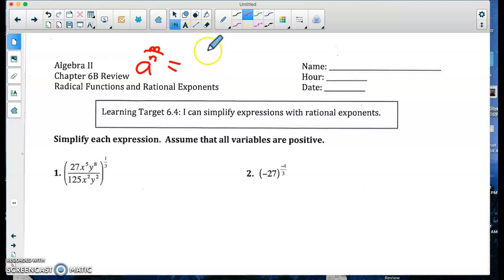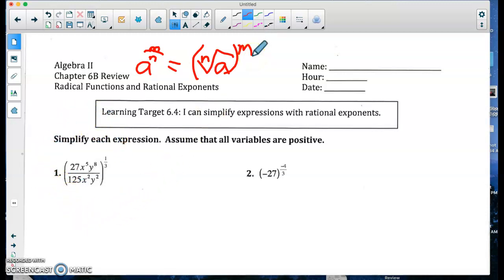And we will want to write them in radical form or vice versa to help us solve. I will need to get better at this. Sorry, everybody. So these are the two forms that we are going to see this page.